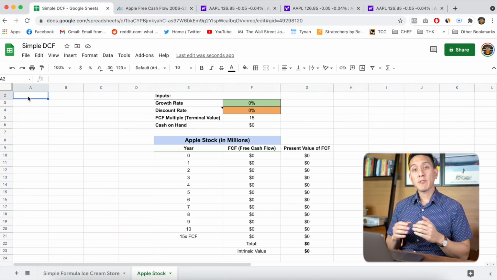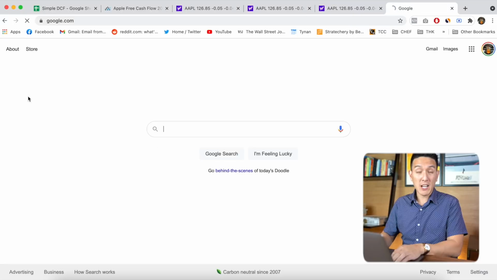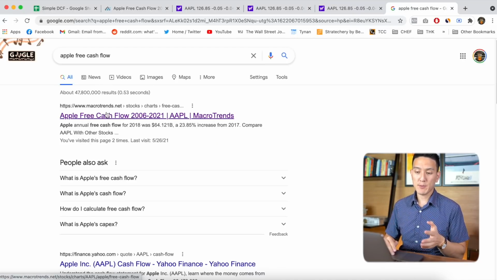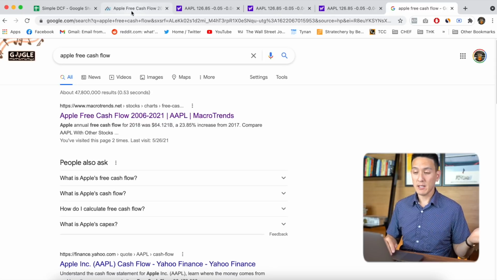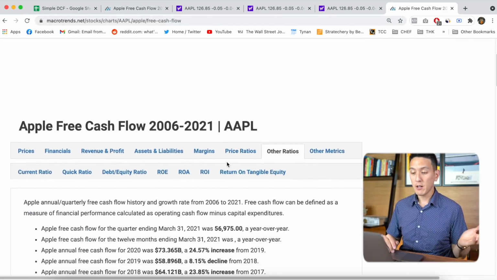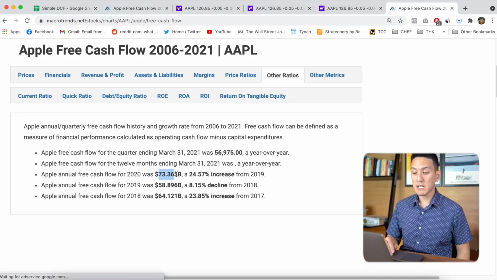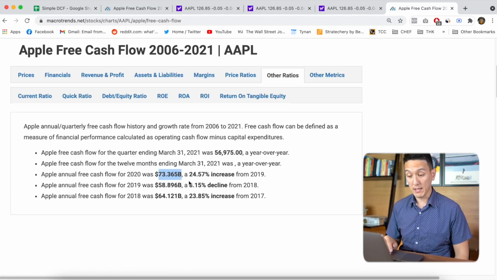So I have my computer right here, and I'm going to just do this live for you guys. In this scenario, let's use Apple stock. First we need to find Apple's free cash flow, and you can do this just by Googling. Just go to google.com and type in Apple free cash flow. Honestly, the first result that pops up is this one from macrotrends.net. If we click on it right here, we can see that the free cash flow for Apple in the year 2020 was around $73.365 billion.